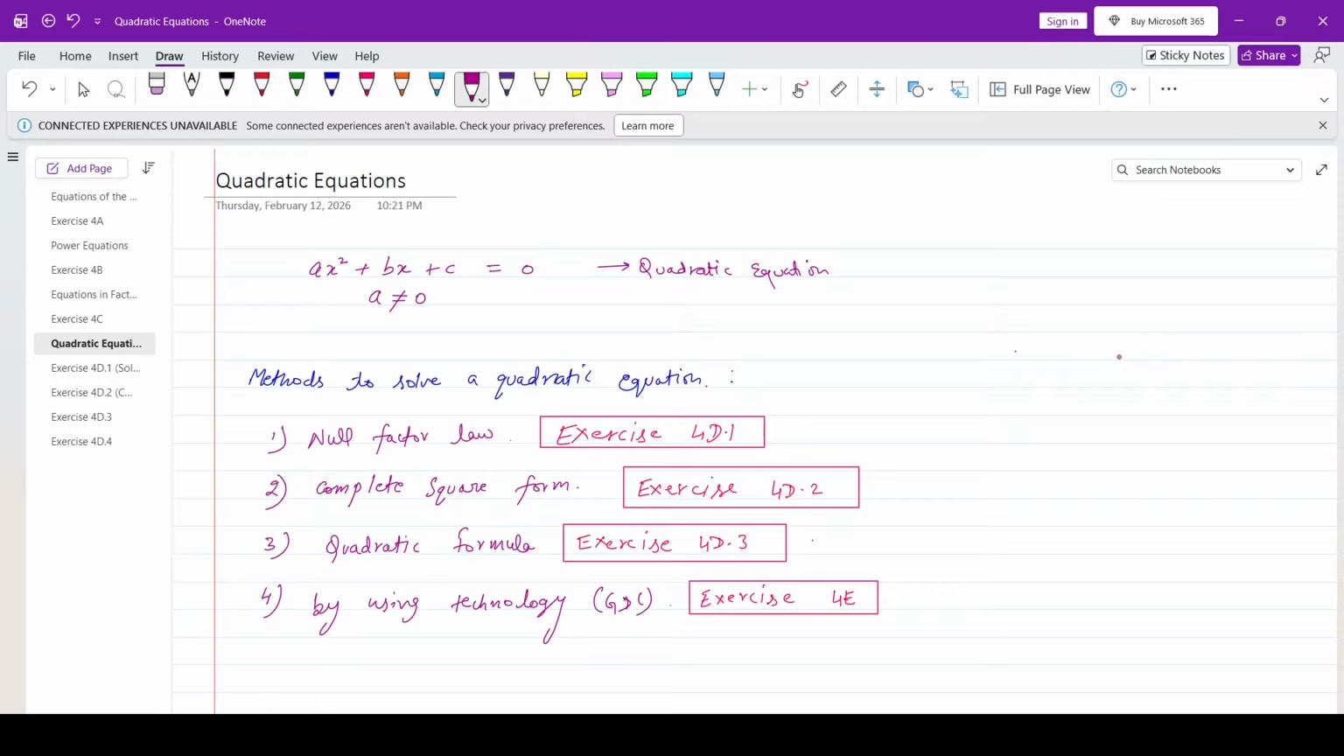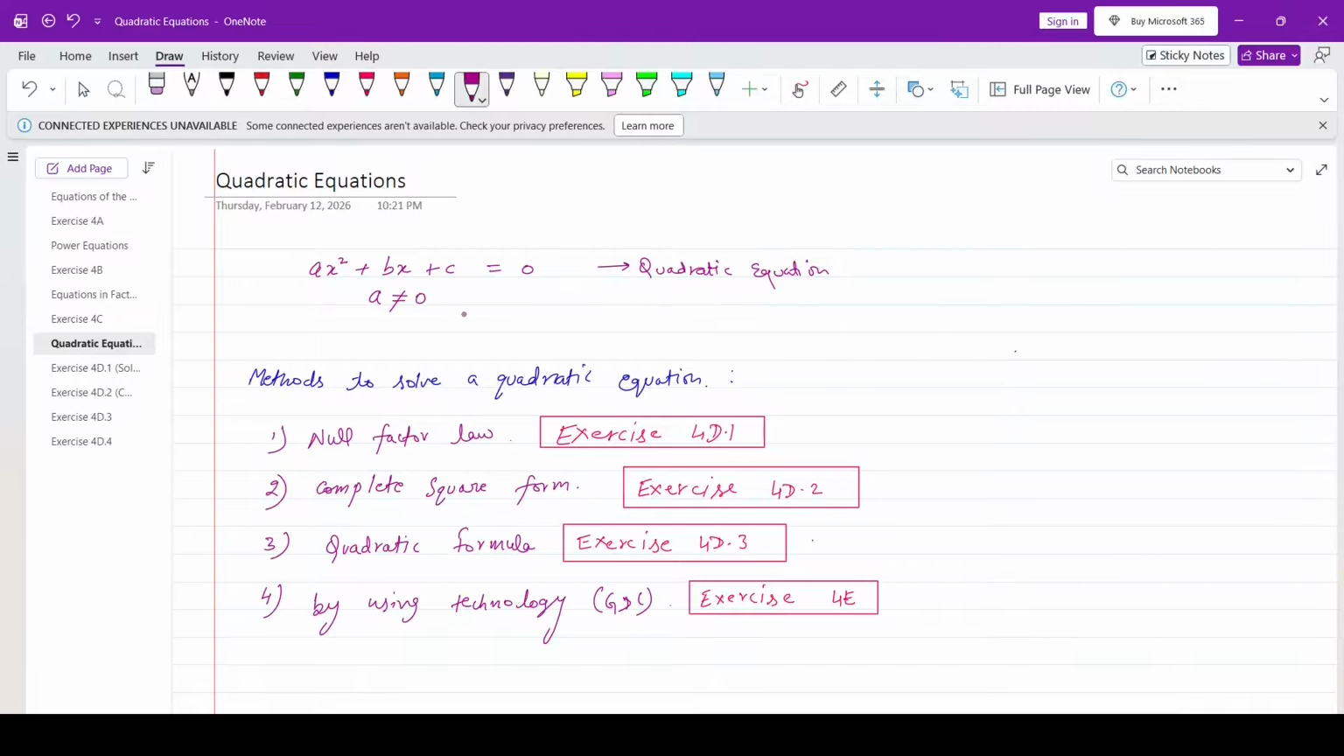Today we'll learn how to solve quadratic equations. So first, let's start with the discussion of what quadratic equations are. We can say any equation of this form, ax square plus bx plus c is equal to 0, is called a quadratic equation, given that a should not be equal to 0.